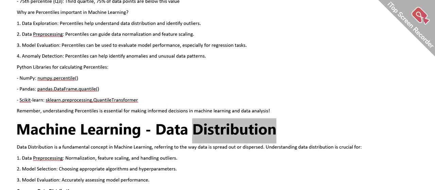Machine learning, data distribution. Data distribution is a fundamental concept in machine learning, referring to the way data is spread out or dispersed. Understanding data distribution is crucial for 1. Data pre-processing: normalization, feature scaling, and handling outliers. 2. Model selection: choosing appropriate algorithms and hyperparameters. 3. Model evaluation: accurately assessing model performance.